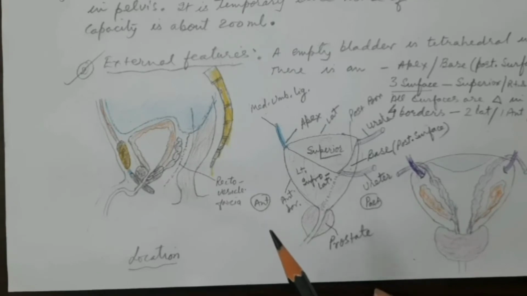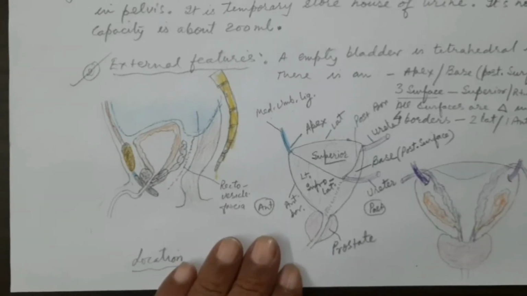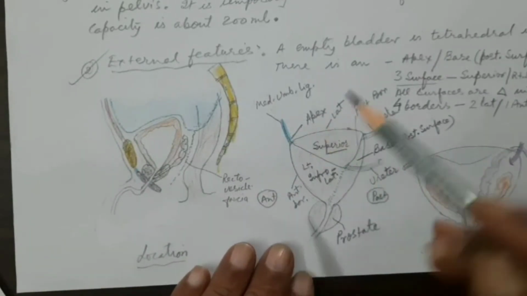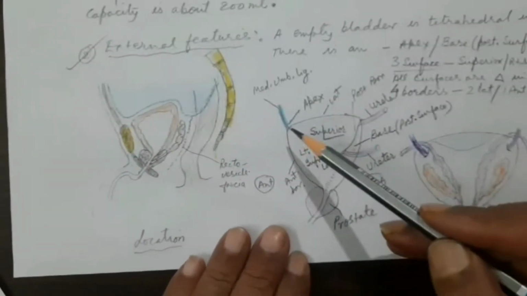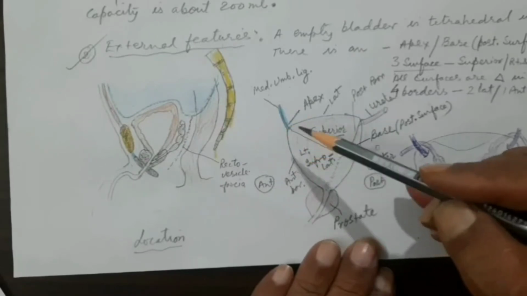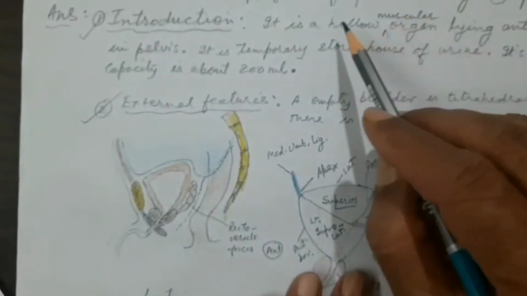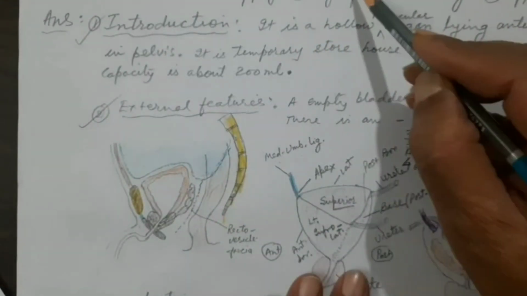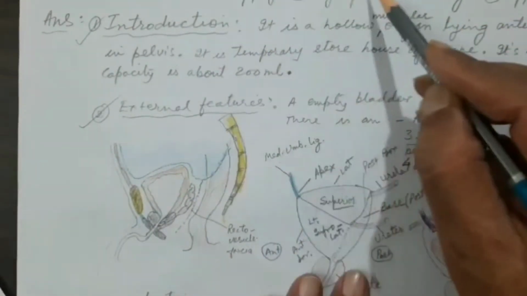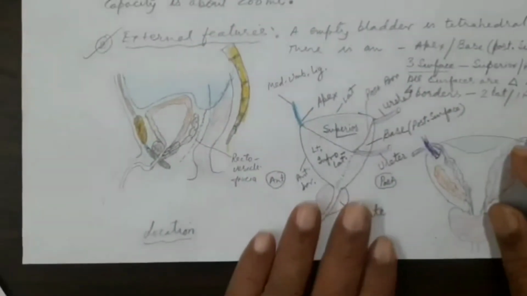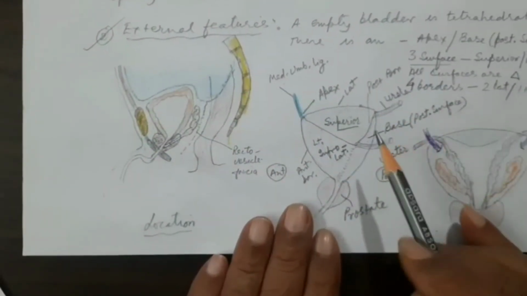Okay, so we come to the relations, and in relation what we will see first is the relation of the apex. Okay, this is the apex, and let us see the relation. You keep on noting, okay? So we are on the third point, that is the relation. This was the second point. We have covered first, second, and we are now on to the relation. So, relation of the various surfaces.